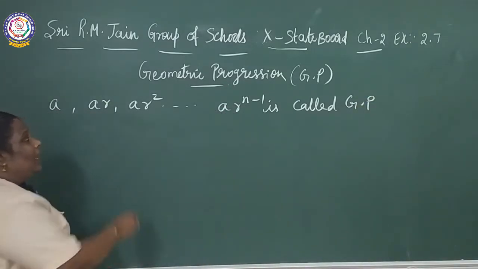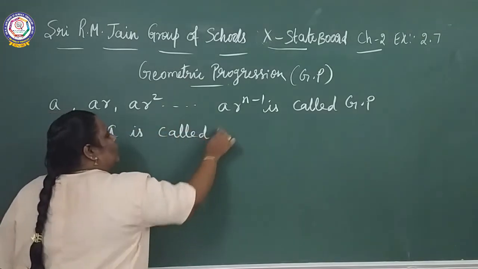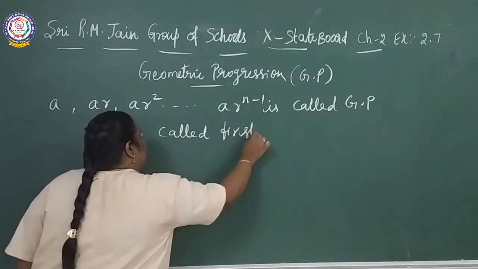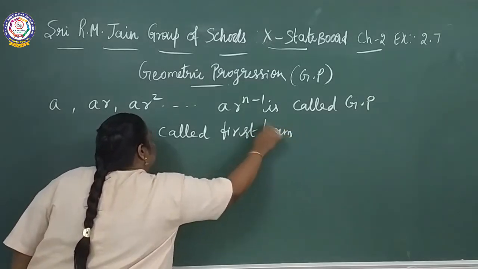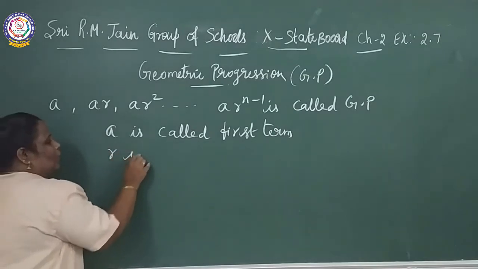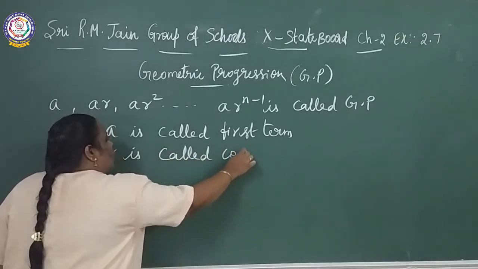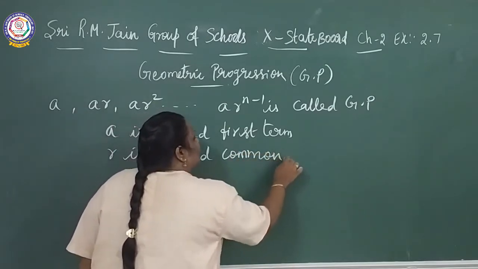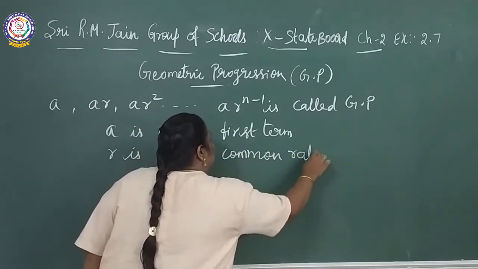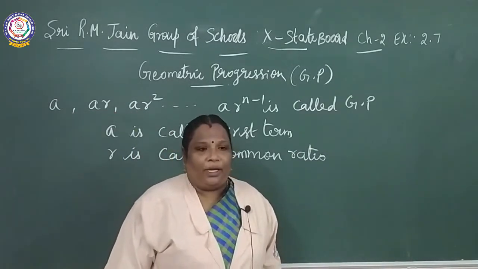Here A is called the first term, and R is called the common ratio. A is called the first term and R is called the common ratio.